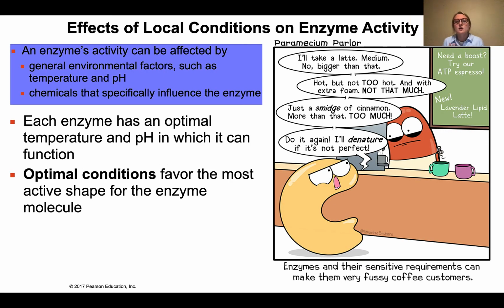Now we know that enzymes aren't always recyclable. Sometimes enzymes are denatured, and they're denatured whenever there are environmental conditions that are outside of their optimal conditions. So our optimal conditions can include things like a certain temperature range or a certain pH range, and once we're outside of those conditions, then the enzyme might denature. So here's a cute little comic that reminds us of this idea by talking about how enzymes would be such fussy or annoying coffee customers because they have such specific conditions that are needed.